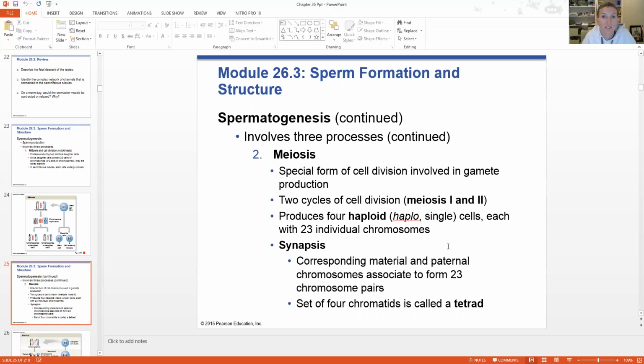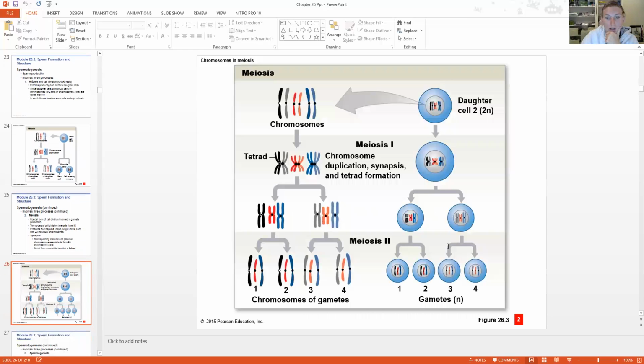A process called synapsis occurs during meiosis, where the matching chromosomes come together and form something called a tetrad, and they actually exchange genetic parts. They switch up the genes a little bit.